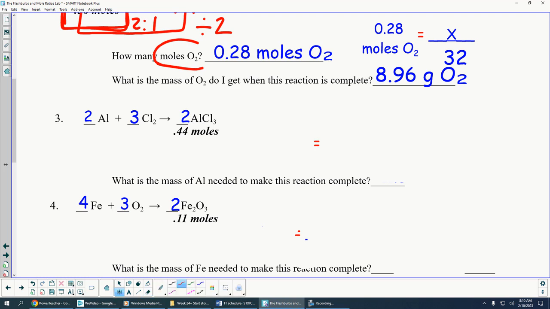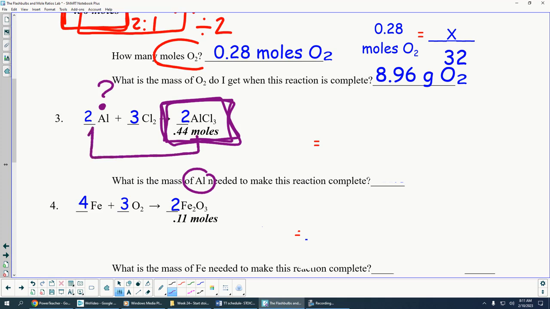The question here says, what is the mass of aluminum needed to complete this reaction? So I put a question mark. I'm trying to figure out the mass of that. I know I have 0.44 moles of AlCl3 I want to make. What is my coefficient ratio from here to here? That's a 2 to 2 or a 1 to 1. So how many moles of aluminum do I need? I need the exact same moles of aluminum, and moles equal mass over formula weight.